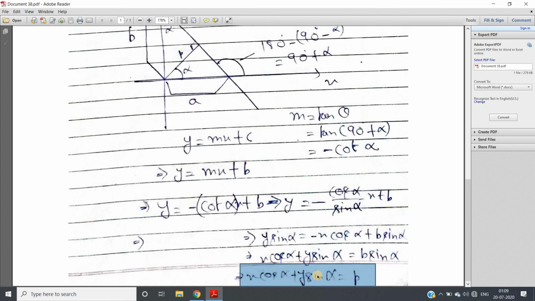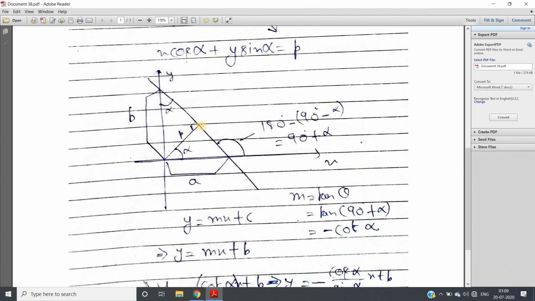Very important derivation for understanding the Hough transformation, which I am going to discuss in my upcoming videos. So x cos alpha plus y sin alpha equal to p, where p is the length of the perpendicular drawn from the origin to the straight line, and alpha is the angle the perpendicular is forming with our positive x-axis.